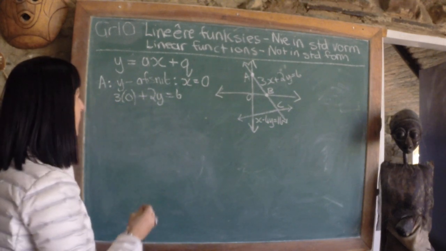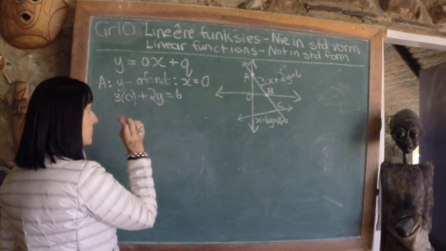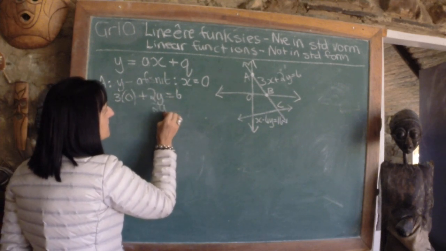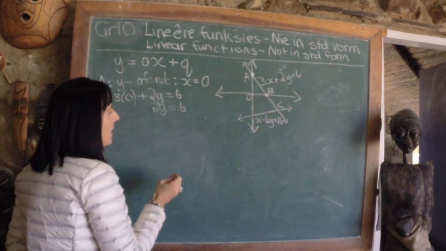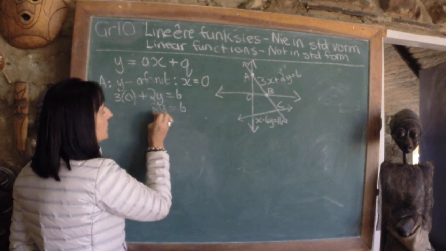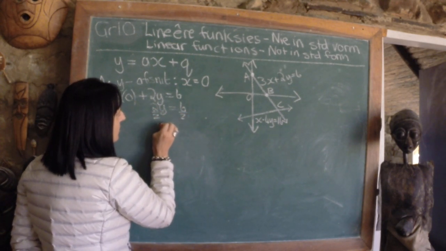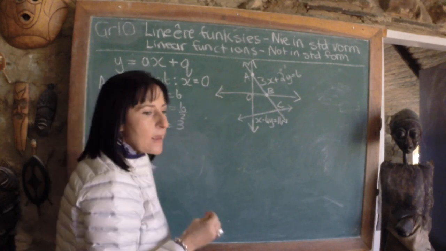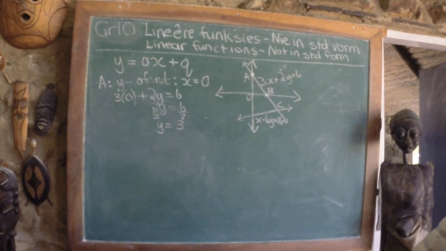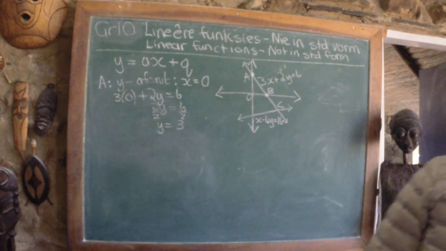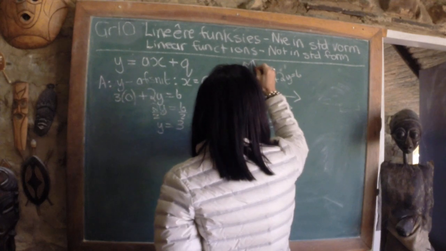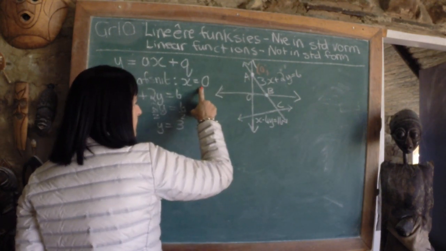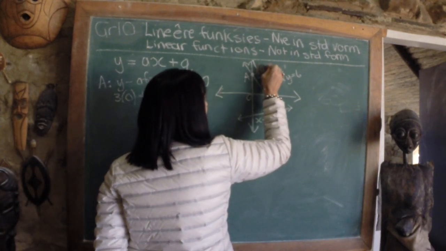Now we could get the y value. 3 times 0 gives you 0, plus 2y equals 6. So now we can get y, so then you divide with 2 on both sides. So my y value is going to be 3. So that coordinate over there, the y-intercept is going to be the value 0, want dit is my x-waarde, en onthou x kom altyd eerste, and the y value equals 3.